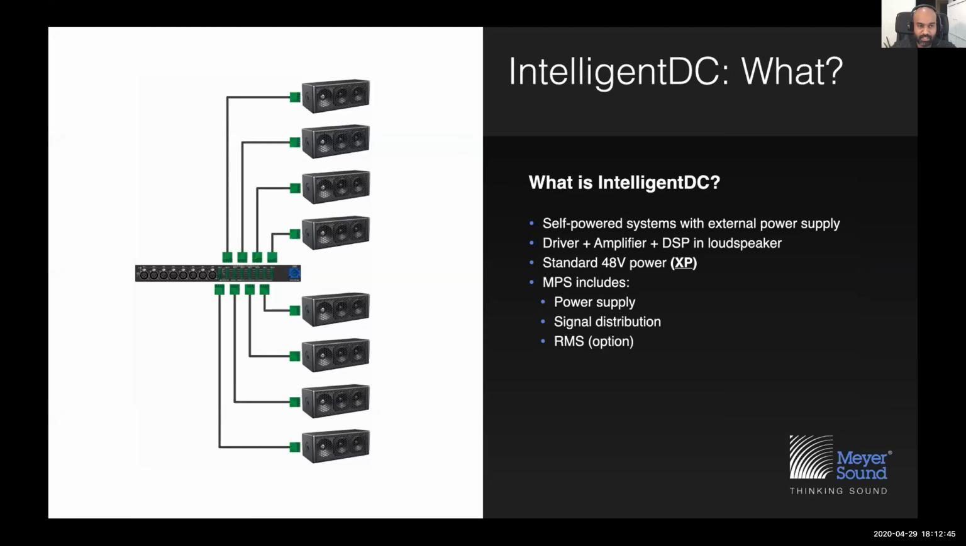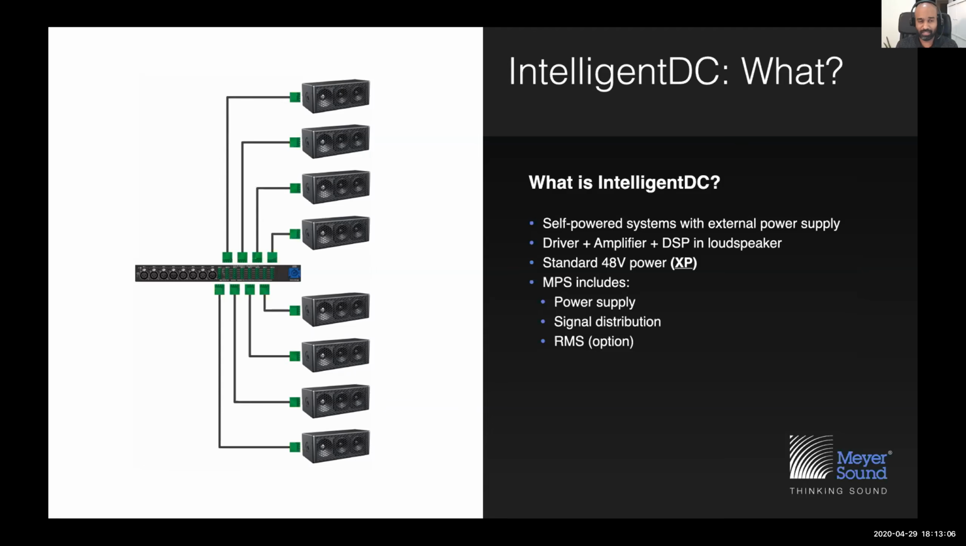So what is intelligent DC? In simple words, it is a self-powered loudspeaker system with an external or remote power supply. The driver, amplifier, and DSP are built inside the loudspeaker, and you have a standard 48-volt power supply that will power up all of the intelligent DC family of loudspeakers.